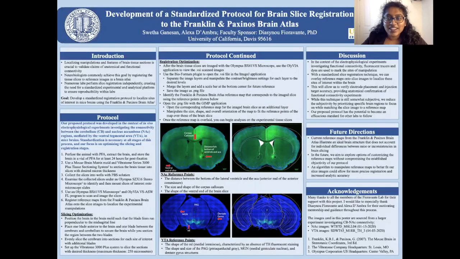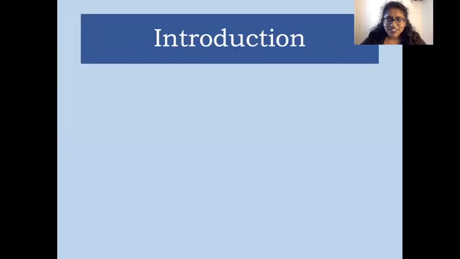Everyone, my name is Swetha Ganesan, and today I'm going to be presenting my poster on the development of a standardized protocol for brain slice registration to the Franklin and Paxinos Brain Atlas. You should be able to download a PDF of my poster from the GoReact website, but for the purposes of this presentation, I'll be adapting the content to better fit a PowerPoint format. So before we get started, just a little bit of introduction.